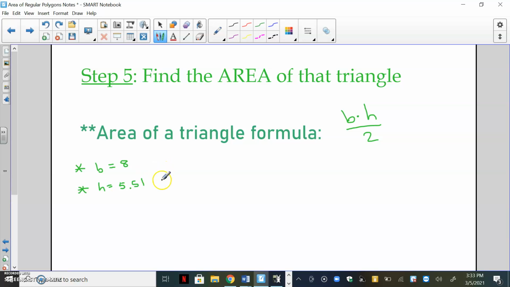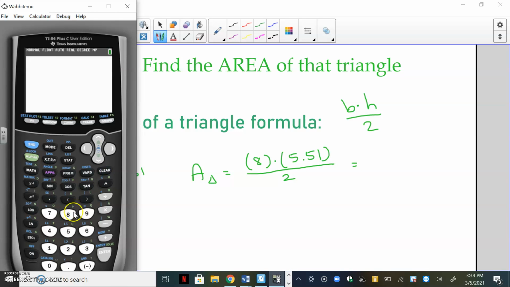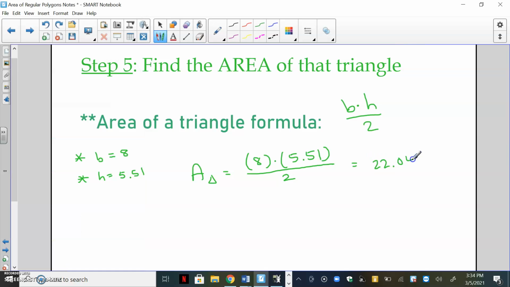All right. So with those pieces of information, I can go ahead and plug this stuff in. Base times height divided by 2. And this just means area of the triangle. Alright, so let's go ahead and plug that into our calculators. We have 8 times 5.51. Then we're going to divide that by 2. We'll get 22.04. Alright, so this is the area of the triangle.